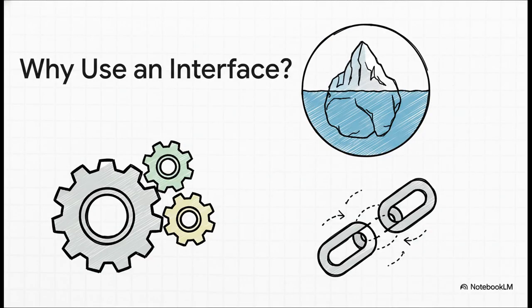And why would you want to do this? Well, there are three huge reasons. First, you get total abstraction, which means you're hiding all the messy implementation details. Second, and this is a big one, it's how Java lets you get around the single inheritance rule. It's the key to multiple inheritance. And third, it helps you write loosely coupled code, which is just a fancy way of saying your code is more modular and way easier to manage down the line.